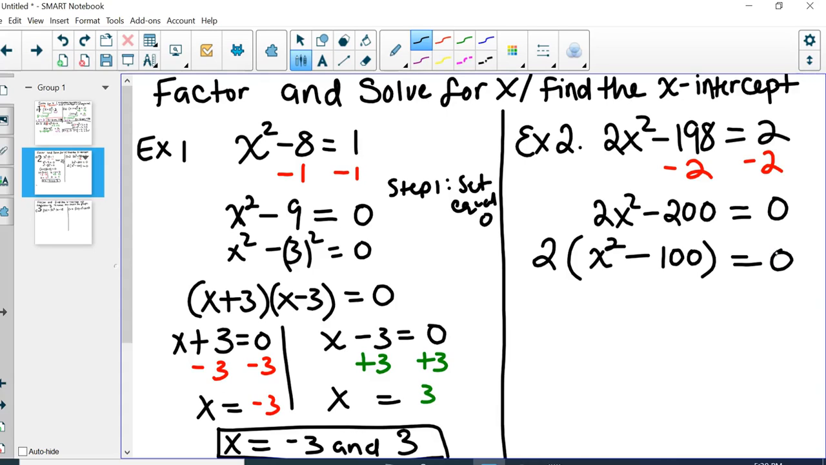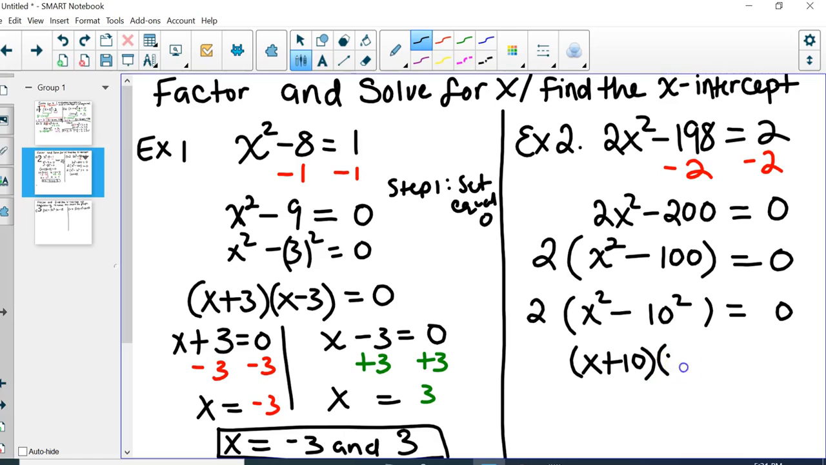Once you factor out your greatest common factor, you go back to your rule of factoring. Here I have x squared minus 100. I know 100 is 10 squared. So I'm going to rewrite this as 2 times x squared minus 10 squared. When I have x squared minus a number squared, I can break that down to x plus that number times x minus that number. So it will break down to x plus 10 times x minus 10, and it has to equal 0. So 2 times some number plus 10 times some number minus 10 has to equal 0. What is that number equal to?